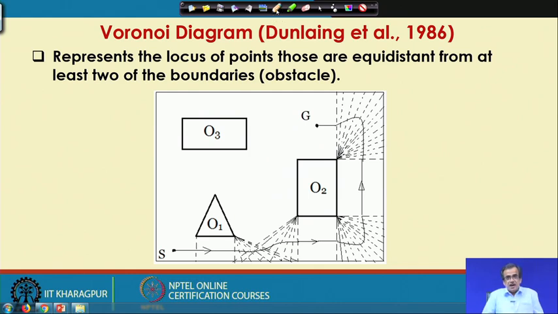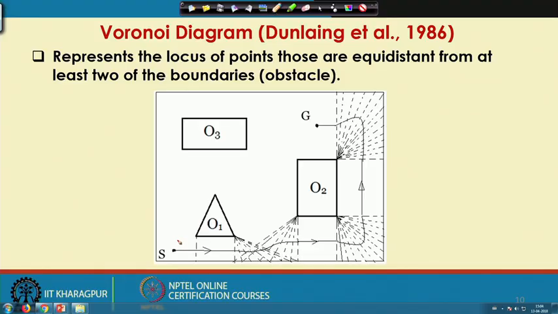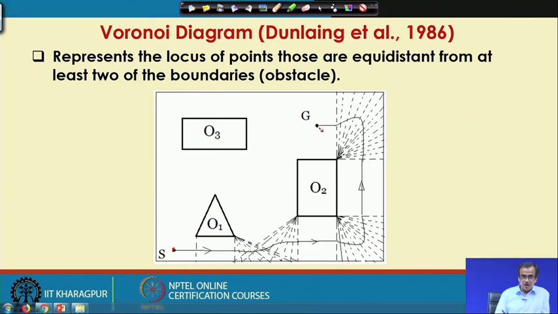In the Voronoi diagram, what we do is we try to find out the locus of the points which are equidistant from two boundaries. Now, if I start from the point S and our aim is to reach the goal, here the most critical obstacle is O1, and we have got the boundary of this particular field, and at the same time this is the boundary of the obstacle.